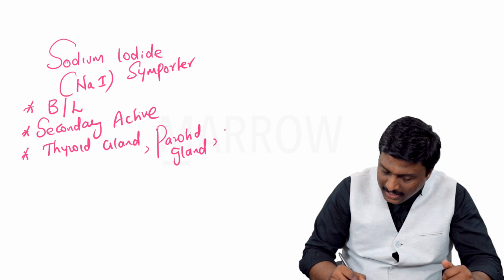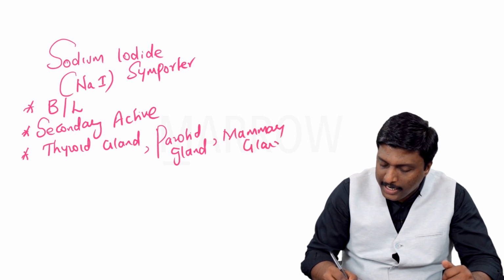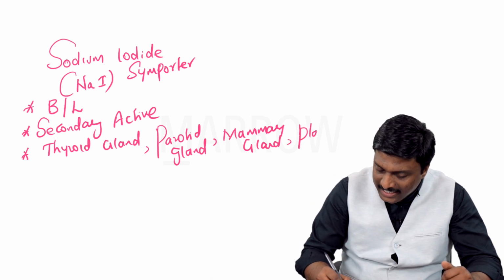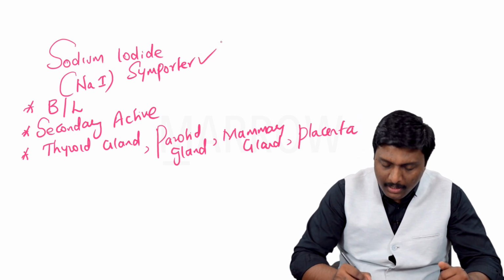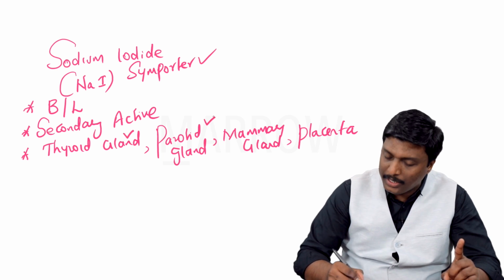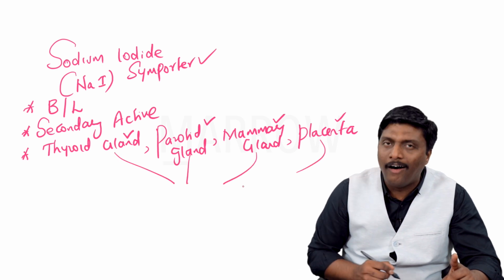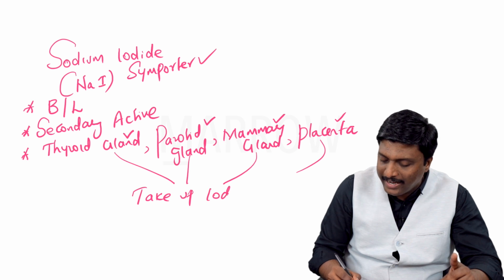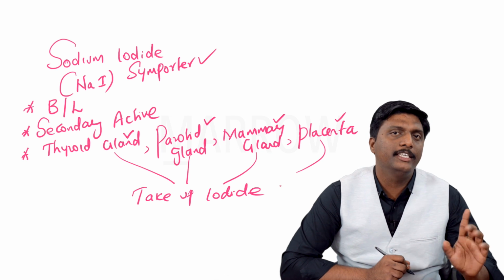It is also present in, kindly make a note, the mammary gland. And one last important, recently discovered location, the placenta. Sodium iodide importer is mainly present in 4 locations: thyroid gland, salivary gland (parotid gland), mammary gland and placenta. All these organs can actually take up iodide, because they all have our sodium iodide importer.